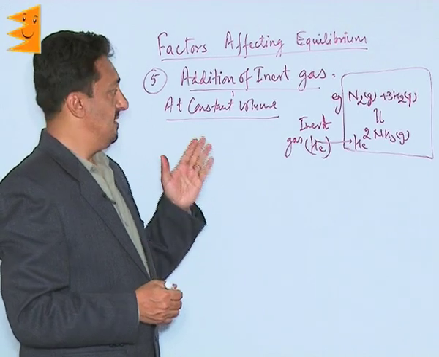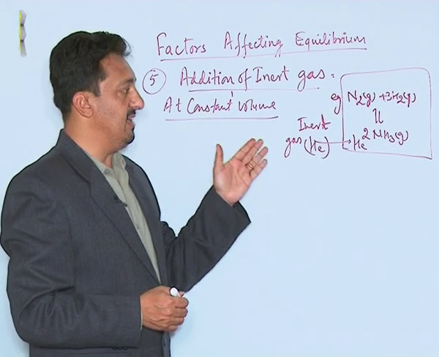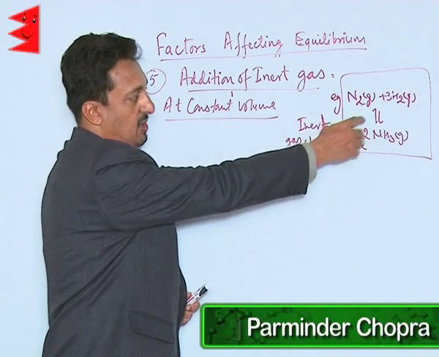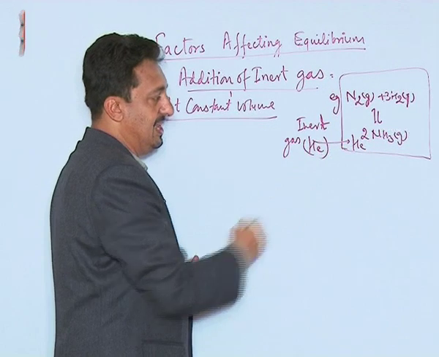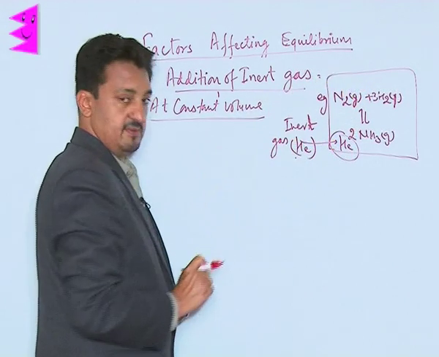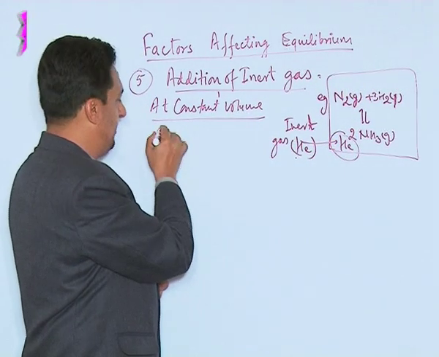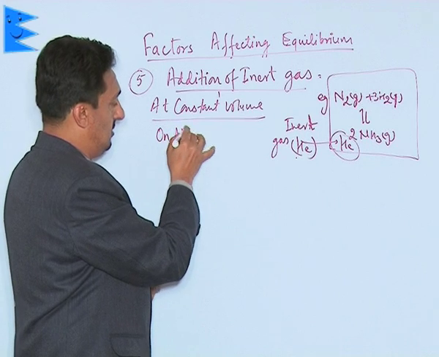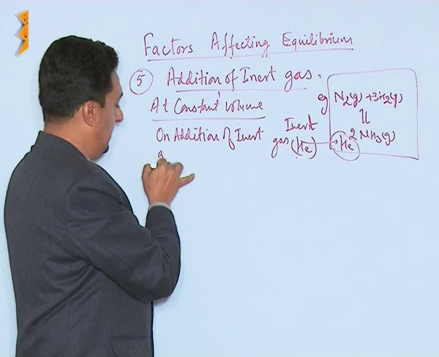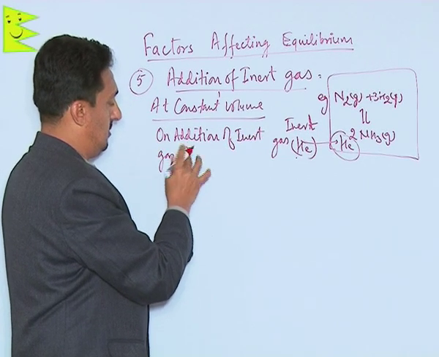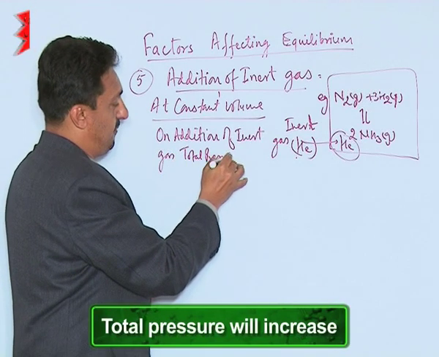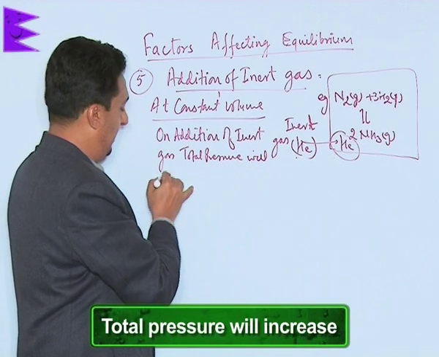Now let us see the effect of the addition of an inert gas on the equilibrium at constant volume. This reaction is going on in a closed vessel. We have introduced helium as an inert gas and we are not letting the volume increase. Definitely at constant volume, on addition of inert gas, the total pressure will increase.